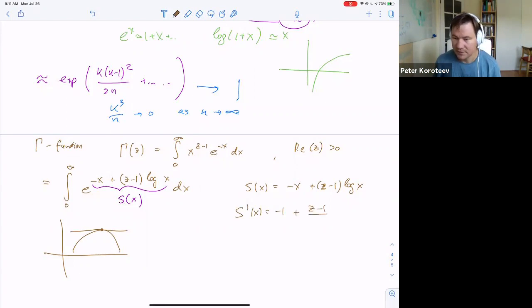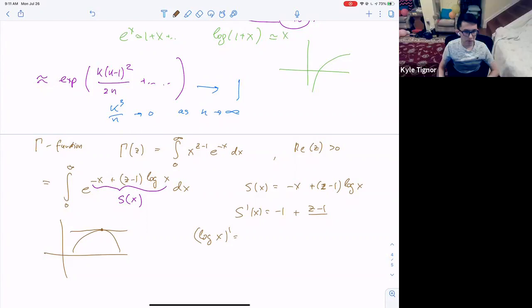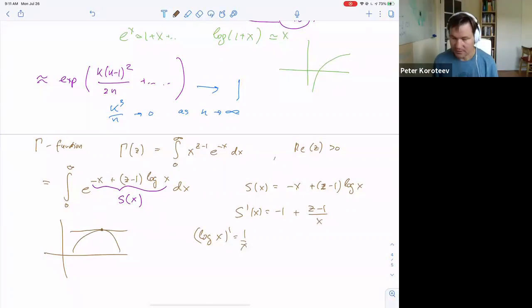What's the derivative of the logarithm? What's log x derivative? It's the natural log with the base e, so when I write log, I mean log base e. In that case, it would just be 1 over x. You can derive it using the property of the derivative of the inverse function: y is equal to e to the x, and the derivative of e to the x is the function itself, and then you express x as a function of y and derive that. Okay, so s prime of x is equal to -1 plus z minus 1 over x.